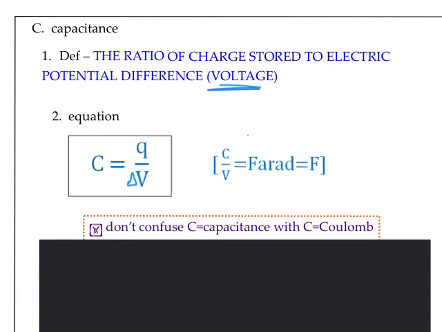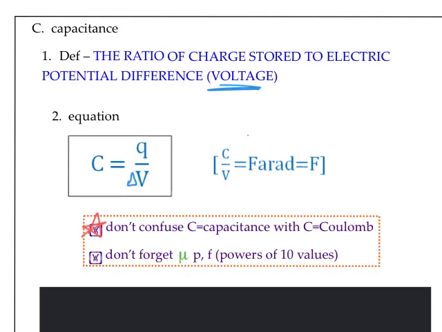And then I have a couple of notes for you. Don't confuse the capital C of capacitance with the C for coulomb. They are both in the same chapter, unfortunately. However, capacitance is going to be a variable and coulomb is going to be a unit. So that's one way you can tell those apart.